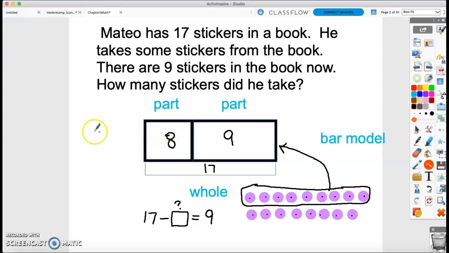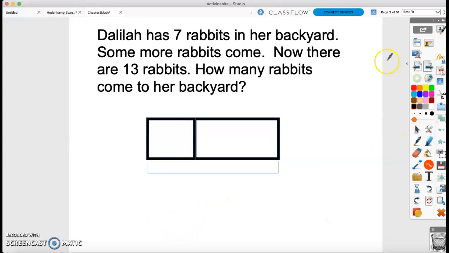So how many stickers did he take? He took 8 stickers. So I know 17 minus 8 equals 9. So that was where our missing number was. Let's go to the next one.